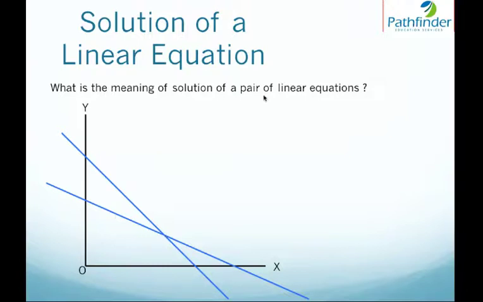Now, solution of a pair of linear equations implies a particular point that is common to both the equations. So obviously, if there is a point that is common to both the equations, it must lie on the point of intersection. It exactly must be the point of intersection. And therefore, we say that the point of intersection of the two lines here represents the solution of these two equations.